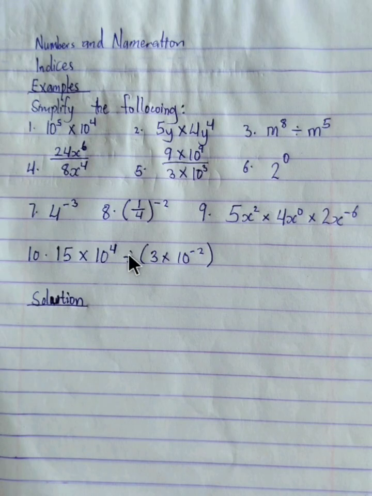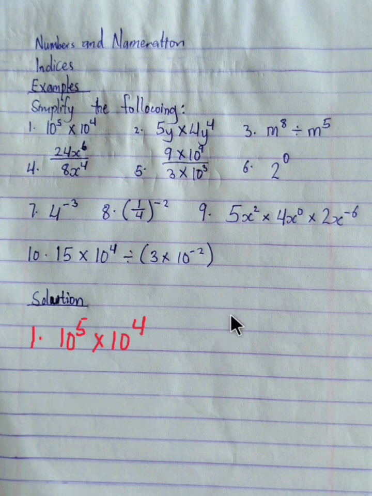In this video, we are going to look at some examples of indices. We are asked to simplify the following indices. Number 1, we have 10 raised to the power 5 times 10 raised to the power 4. Let me write it here. 10 raised to the power 5 times 10 raised to the power 4.